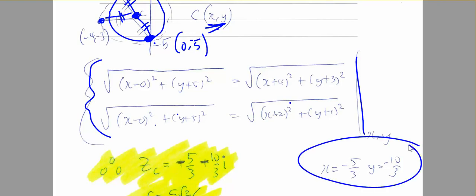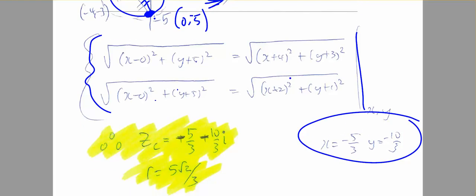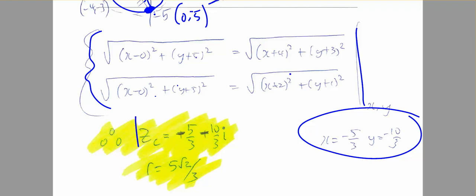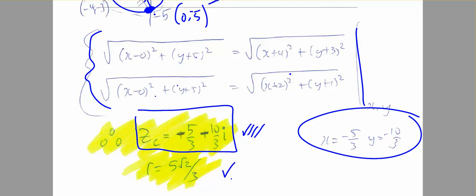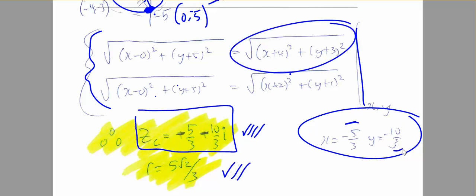x = -5/3 and y = -10/3. Therefore, if the circle is centered at C, that's the equation of |z - c|, and that's going to be the radius, which is one of these distances given these values of x and y.